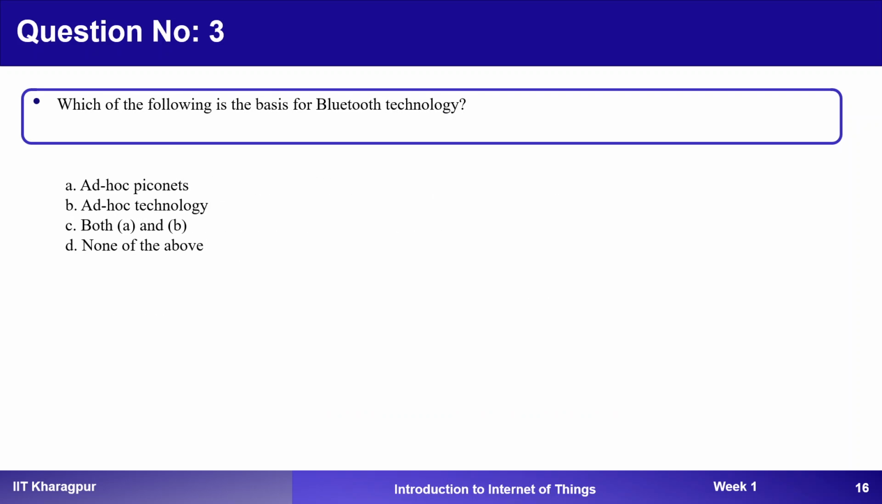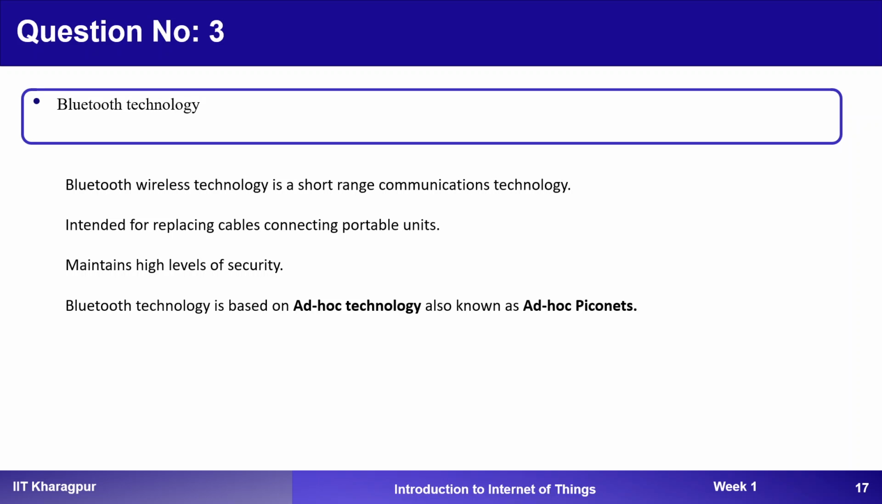First of all, I'll tell you what is Bluetooth technology. Then we will switch to ad hoc technology and ad hoc piconets. Bluetooth is a wireless technology used for short range communication. The main intention behind using Bluetooth is to replace the cables connecting the portable units, and further Bluetooth also provides high level security. Bluetooth technology is based on both ad hoc technology as well as ad hoc piconets.